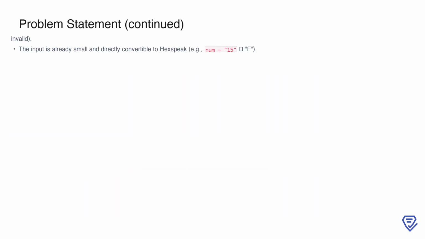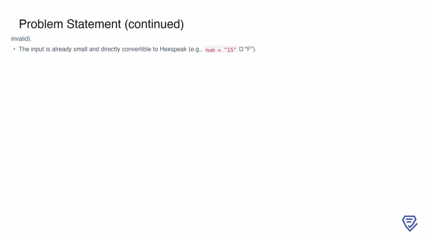Finally, let's consider some edge cases that you might encounter. If the input is at the lower boundary, such as number equals 1, the conversion results in 1, which is valid as it maps to I in Hexspeak. Another edge case involves very large inputs, like number equals 10^12. Here, you need to ensure that the program efficiently handles large conversions without issues like overflow.